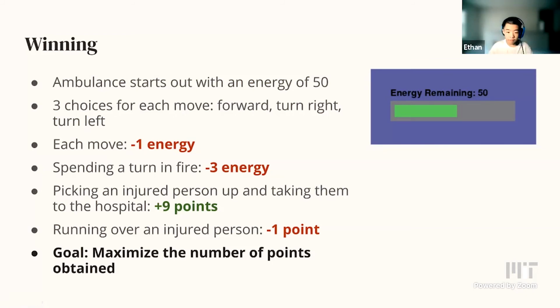So we have several end conditions, although they all entirely rely on the ambulance's energy value hitting 0. You have 3 choices of moves. You can turn right, turn left, and move forwards, and each move takes up 1 energy. Spending a turn in fire will cause an energy cost, and when your energy hits 0, the game ends.